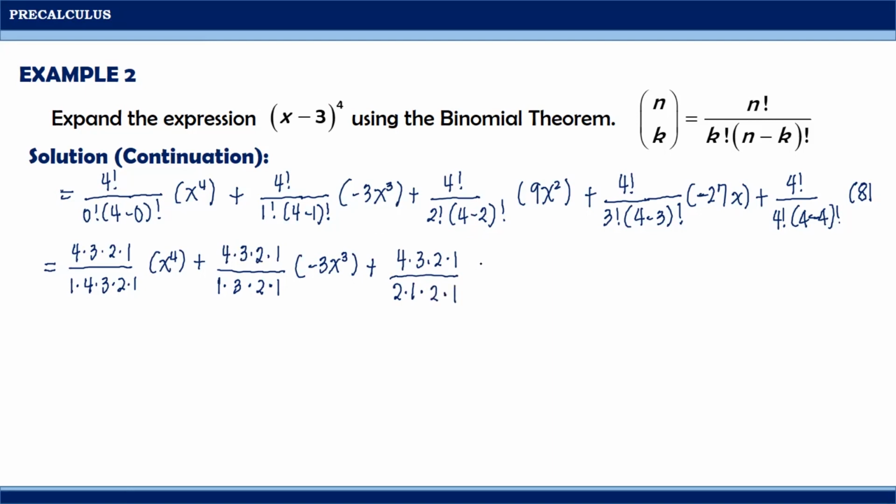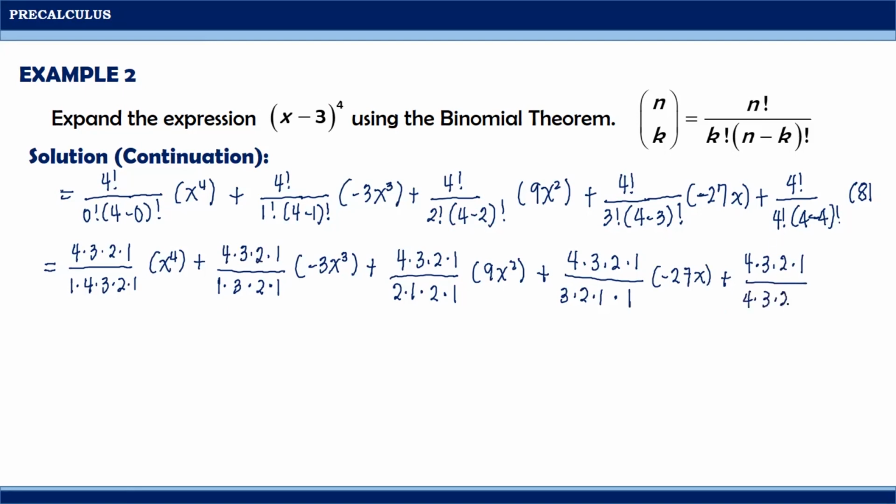So 2 times 1 times 9x squared plus 4 times 3 times 2 times 1 all over 3 factorial is 3 times 2 times 1. 4 minus 3 is 1 factorial. So that is 1 times negative 27x plus 4 times 3 times 2 times 1 all over 4 factorial is 4 times 3 times 2 times 1 times 4 minus 4 is 0 factorial is equal to 1 and then times 81.